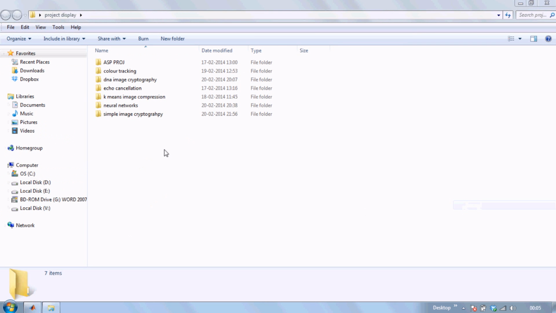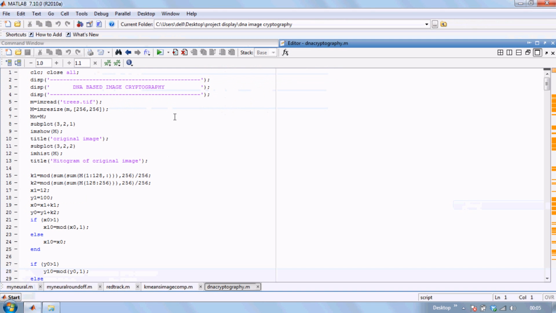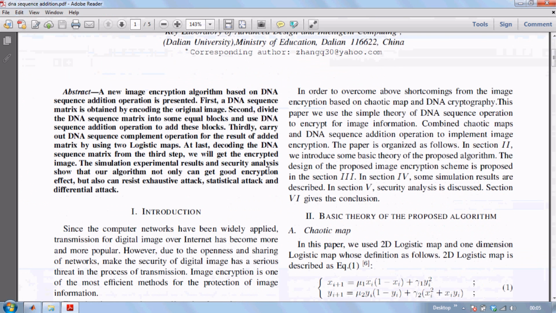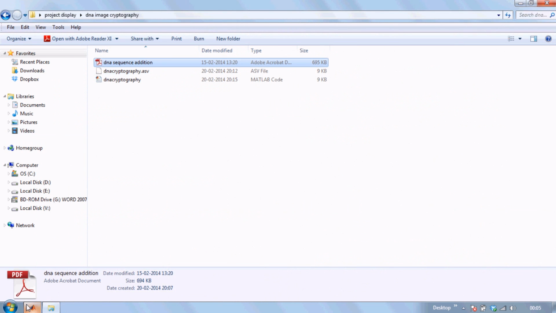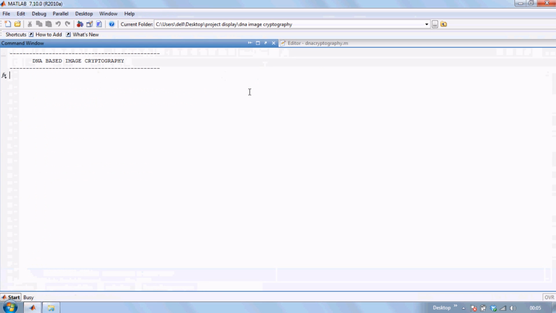For the fourth project, I'll show you guys DNA based image cryptography. This is one of the most advanced image cryptographic methods, and it was implemented based on this technical paper. I'll run the code. It'll take some time for the code to run.